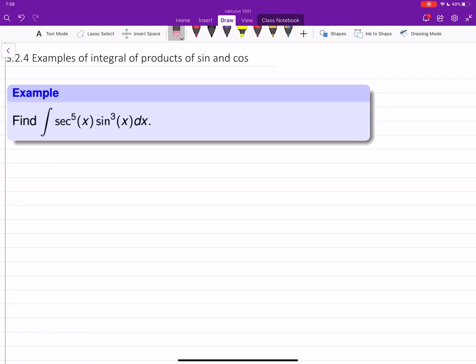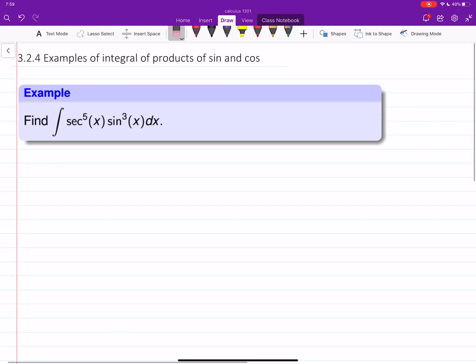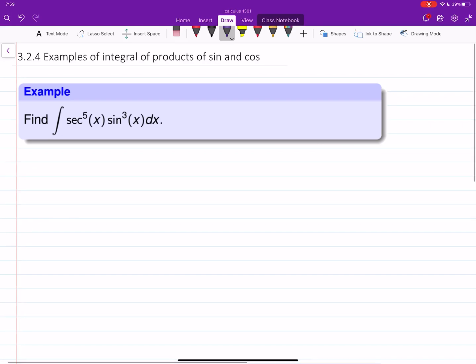Hello everyone. In this video we will do more examples of integrating products of powers of sine and cosine, and we will see that sometimes it's better to combine some of these tricks and techniques and get some more integrals done. Okay, let me start with the first one.